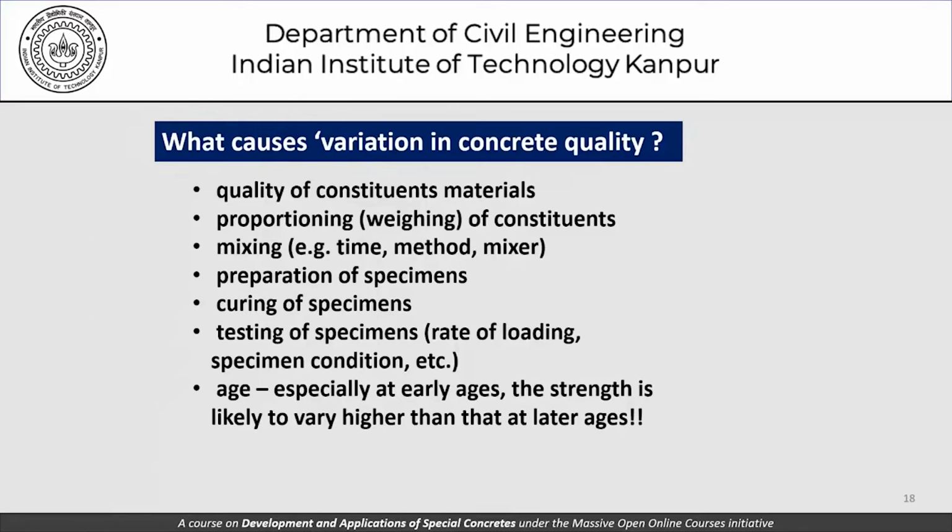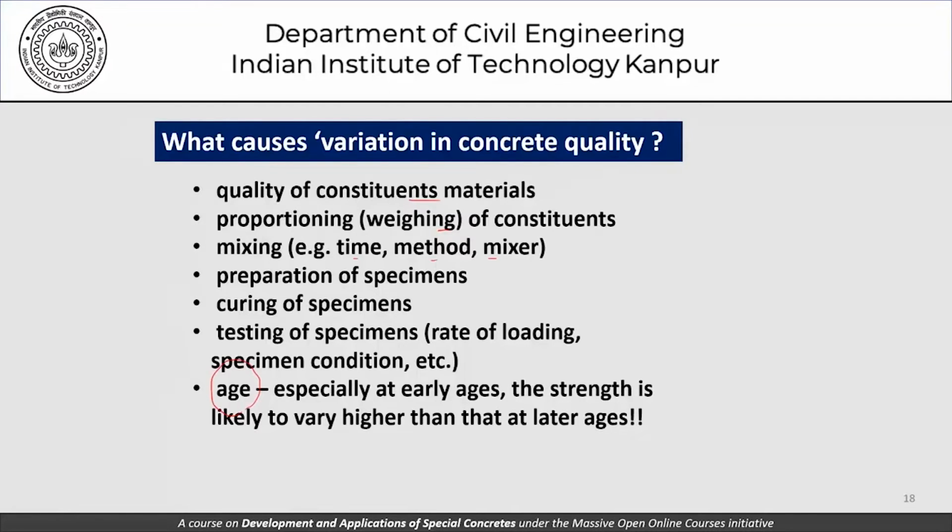There can be many causes. There can be variations on account of quality of constituent materials. There could be differences in the proportioning, the balances that you use. There are errors in weighing. There could be differences in mixing, time, method or the mixer involved, preparation of specimens, curing of specimens, testing of specimens, which could include things like rate of loading, specimen condition and so on, and of course the age.